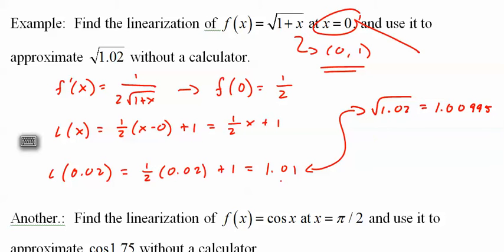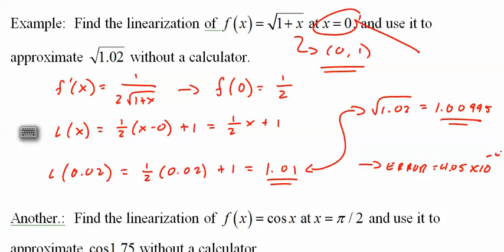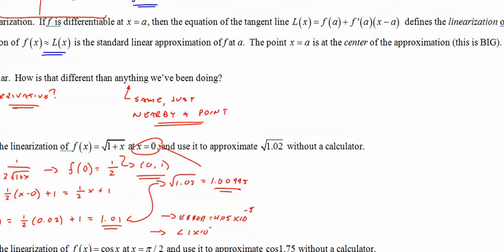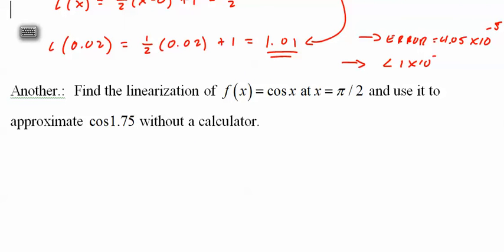We subtract these two and we say the error is 4.05 times 10 to the negative fifth if we put it in the calculator and subtract it. And we say that is less than 1 times 10 to the negative fourth. The error is less than that. So you'll see that in my answer key.